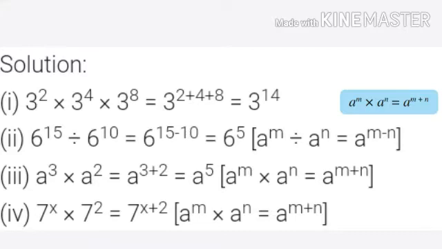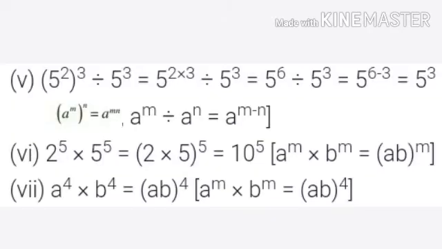And second, 6 raised to the power 15 divided by 6 raised to the power 10. When dividing powers with the same base, the powers will be subtracted. So 6 raised to the power 15 minus 10 is equal to 6 raised to the power 5. Third, a raised to the power 3 into a squared is equal to a raised to the power 3 plus 2, which is equal to a raised to the power 5. Fourth, 7 raised to the power x into 7 squared is equal to 7 raised to the power x plus 2. Third and fourth are the same as the first.